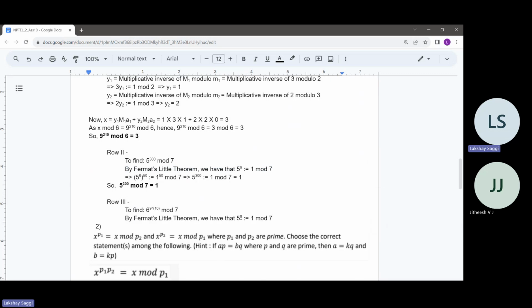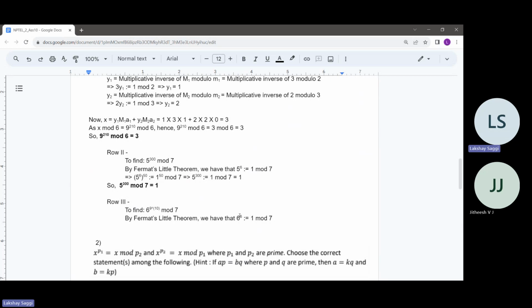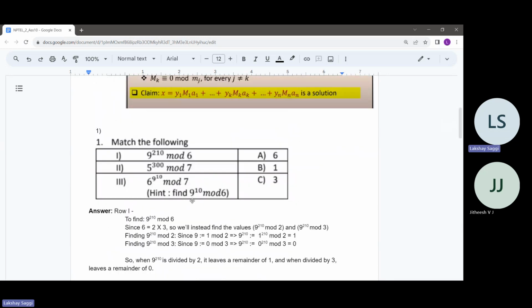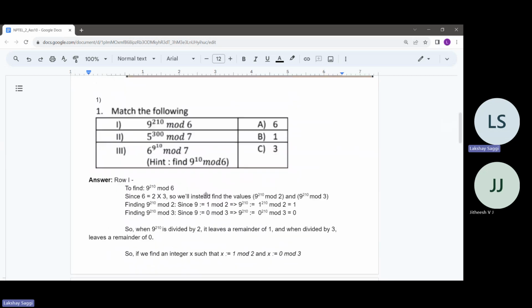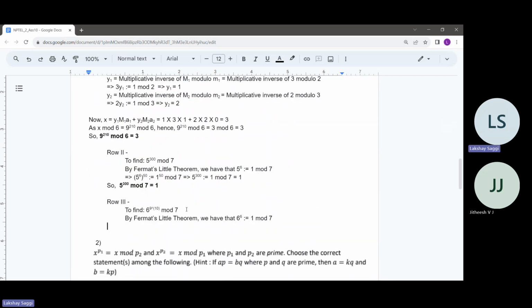By Fermat's little theorem, 6 raised to the power 6 will be equal to 1 mod 7. But now I don't know by how much power I should raise this 6, so that I will be able to obtain this value 9 raised to the power 10, or something around this. So the idea here, like the hint says, is we first find 9 raised to the power 10 mod 6.